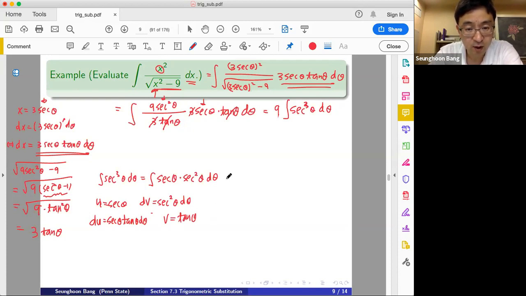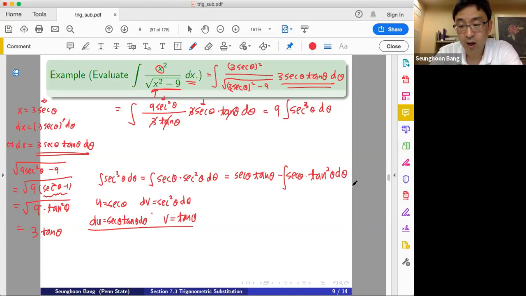So we have it. So this is the same as what? u times v: the secant theta times tan theta. So like this, minus the integral of v times du. The tan times tan is tan squared. You can keep secant tan squared theta d theta. One more thing, I'm going to use the identity of tangent squared theta. What's the identity of tangent squared?